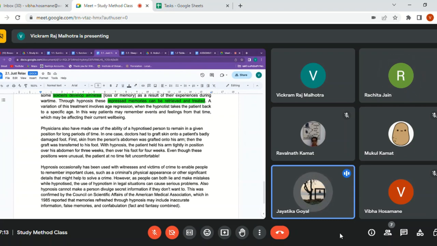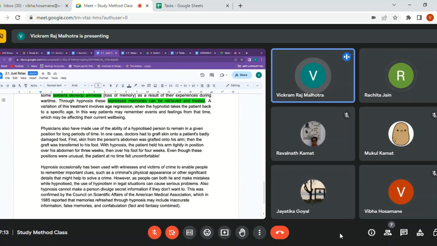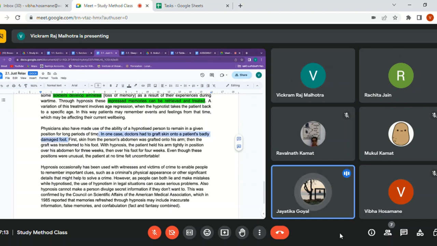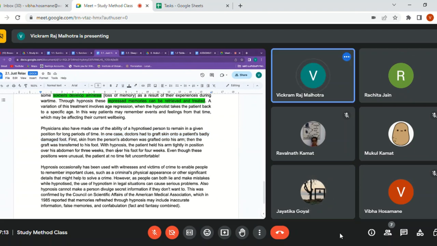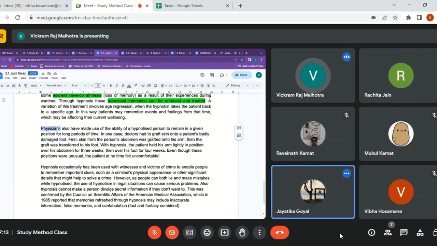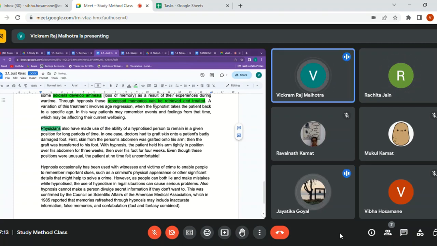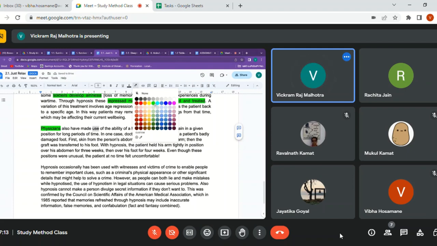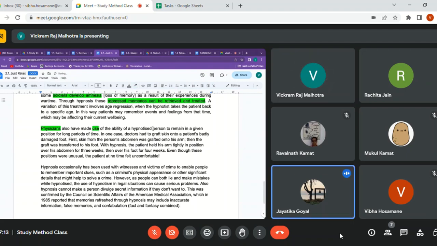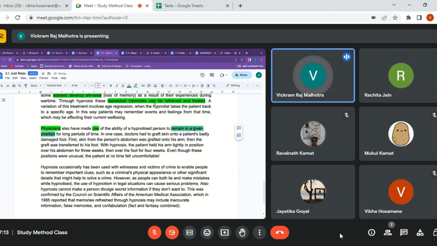Okay, I'm not sure what the keyword here is. Read one more sentence to get a better sense. In one case, doctors had to graft skin onto a patient's badly damaged foot. Physicians use it for what? Remain in a given position for long periods of time. Okay, so I just highlight this much. Remain in a given position.